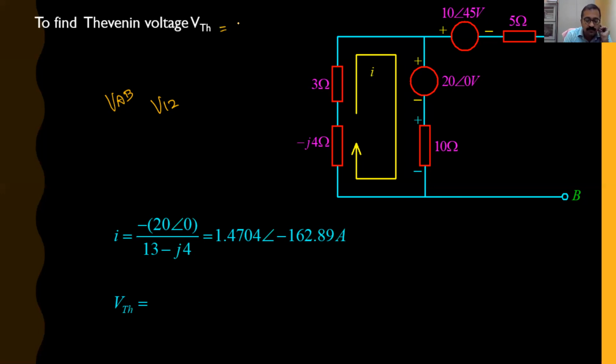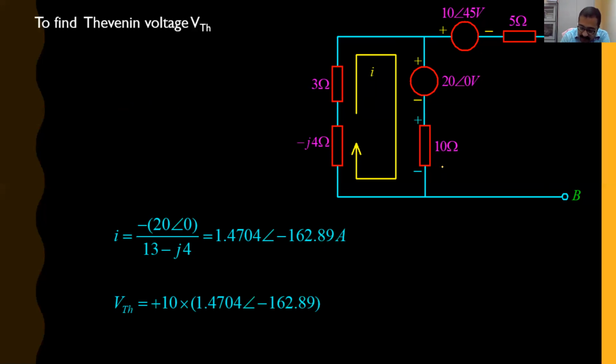So I can write this as VAB, right? VAB means point A is at a higher potential than point B. So we have to move from point B to point A. As I move from point B to point A, I am following this path. As I move from point B to point A, minus to plus is a potential rise. So plus 10 into the current through that, that means 1.4704 angle minus 162.89. So plus 10 into this.